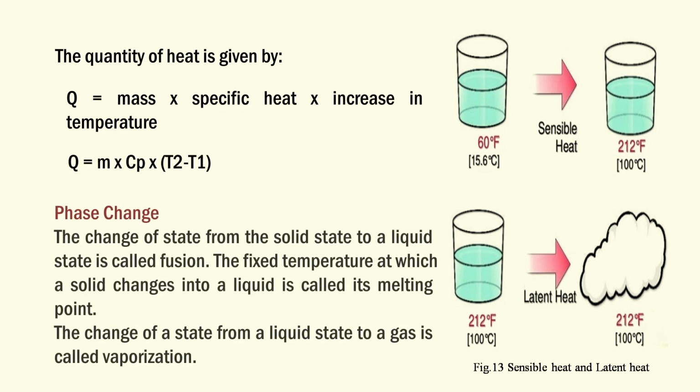Now phase change. The change of state from the solid state to a liquid state is called fusion. The fixed temperature at which a solid changes into a liquid is called its melting point. The change of state from a liquid state to a gas is called vaporization.